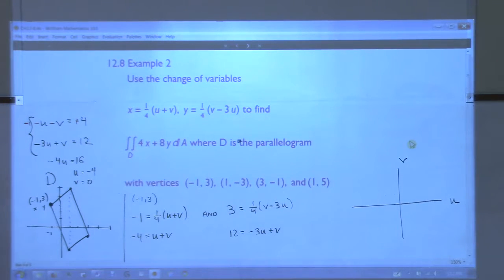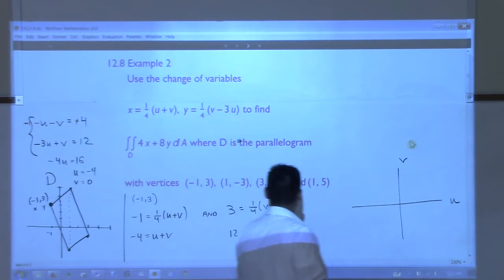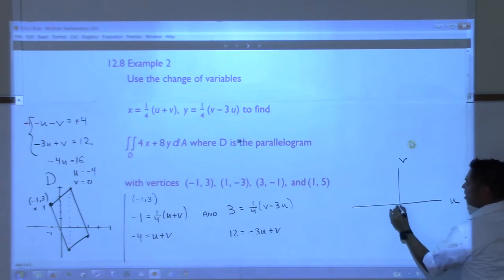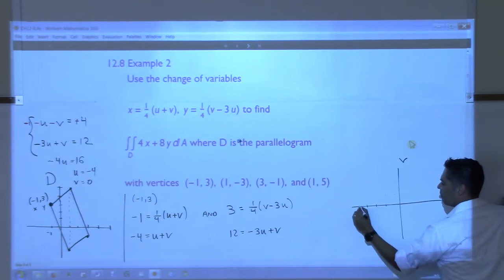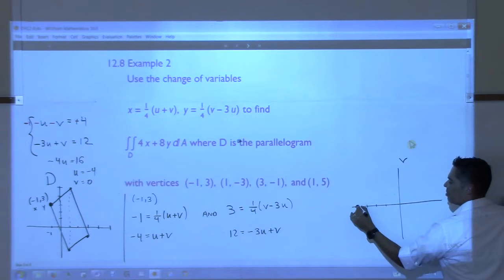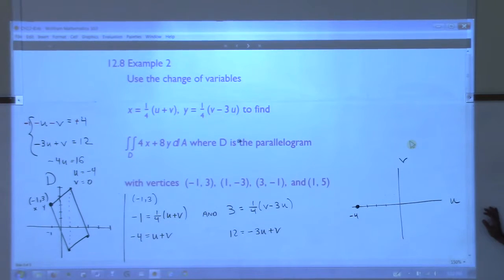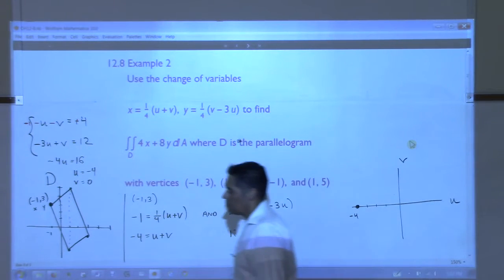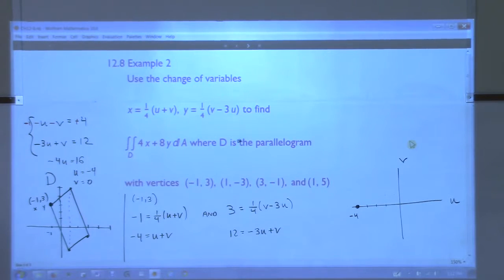Explaining? Okay. So that means this point, -1, 3, went to the point, where? -4, 0. Over here, u is -4 and v is 0. So it went to that point, right? All right. We have to do this for all 4 points, and it's going to be a little time consuming, right? So let's try, maybe we can go a little faster through the next one.